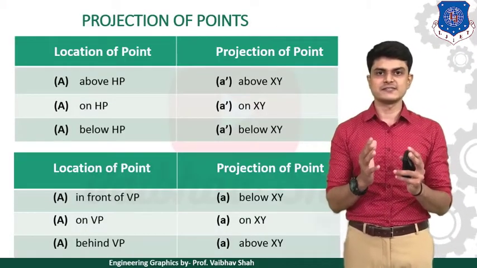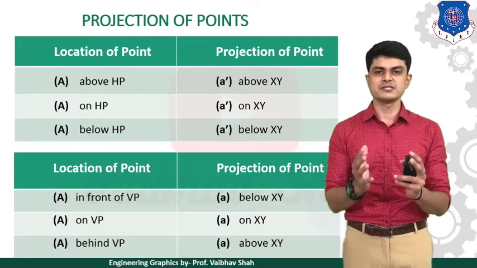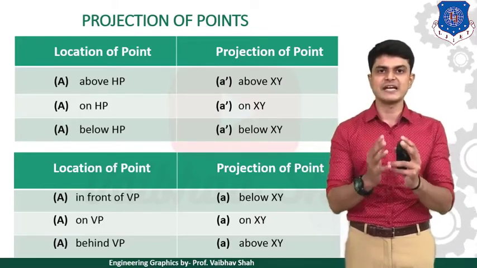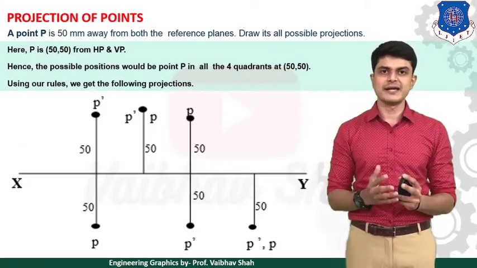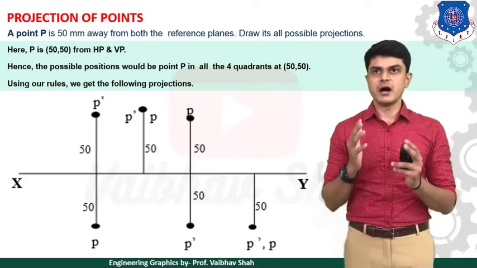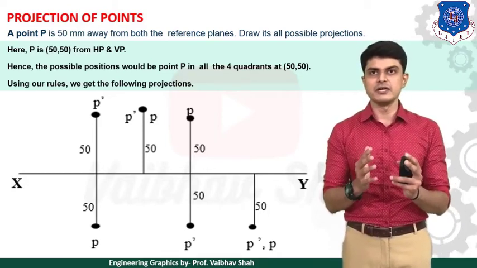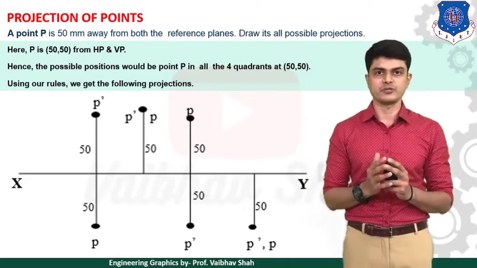Once again, let us refresh this table. We have two tables with respect to HP and VP. You need to remember this table in order to solve any example based on projection of points, right? So let us move ahead and solve one more example. Projection of points. A point P is 50 mm away from both the reference planes. Draw all its possible projections.